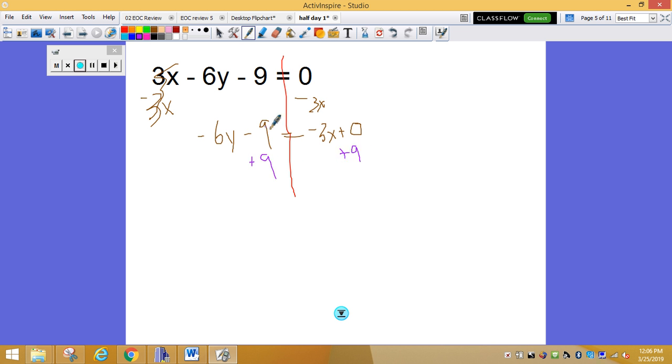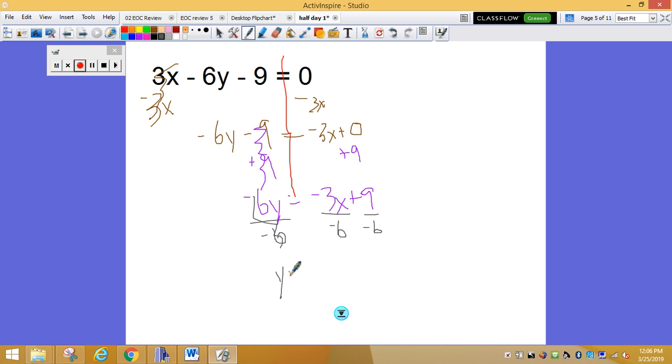Now I'm going to line it up under the 0 instead of the 3 because it does not have an x. So I got negative 3x. 0 plus 9 is a positive 9. Almost done. I need to move that negative 6, and it's multiplying. The opposite of multiplying is dividing, so I'm going to divide everything by negative 6.